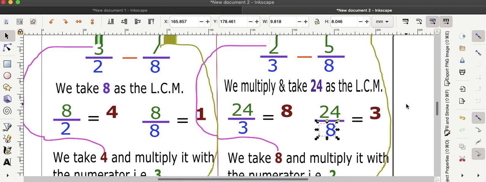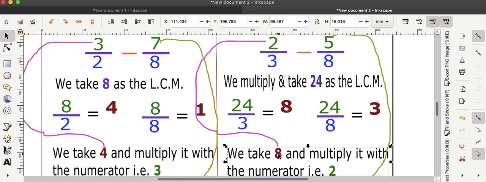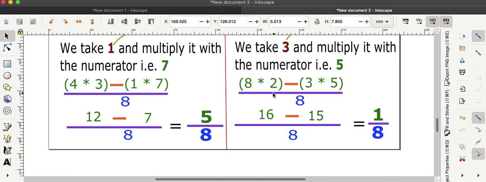And we do the same thing. We take this value which we got over here, multiply it with the first numerator. 8 twos are 16. And we take this value, multiply it with the second numerator. 3 fives are 15. So 8 twos are 16 and 3 fives are 15. 16 minus 15 is equal to 1 by 24.